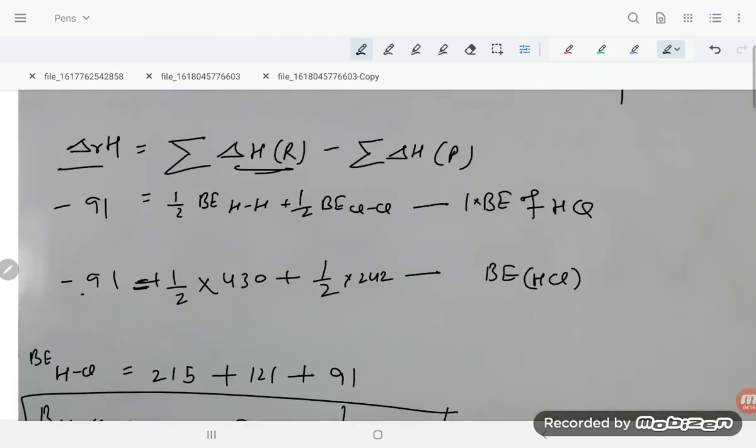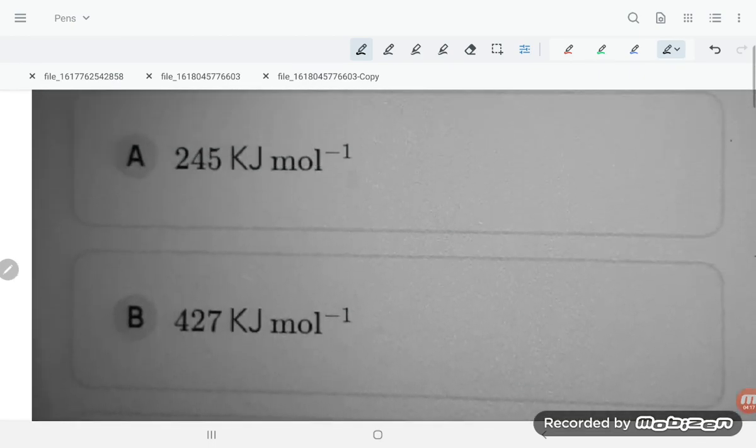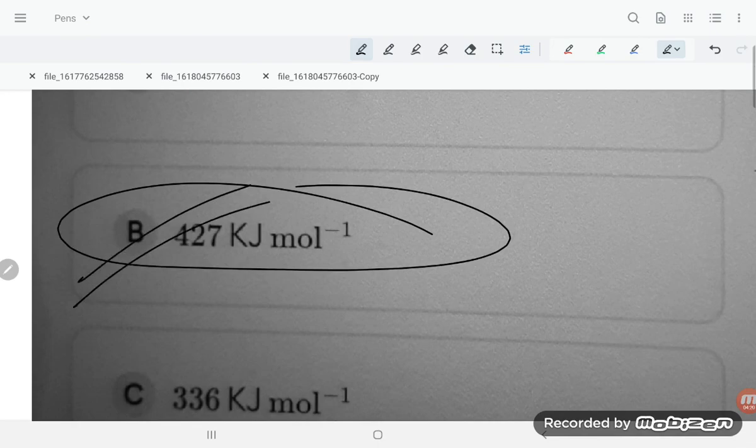So let us try to match it with the options. Where is 427 kilojoule per mole? This is our required answer, students.